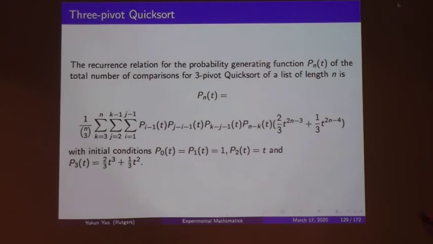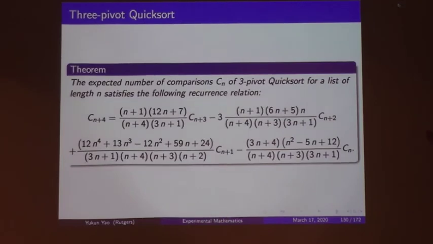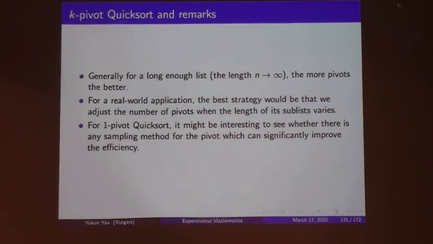So again, we get a recursive relation, and then we have the recursive relation for the expected number of comparisons in the three pivot quicksort. And more generally, for k-pivot quicksort, the conclusion is that if we have a long enough list, say n goes to infinity, then the more pivots, the better. It means, say, if we have 5 pivot quicksort and 6 pivot quicksort, we use them to sort a list of less than n. So when n is large enough, finally, the 6 pivot quicksort will outperform the 5 pivot quicksort.